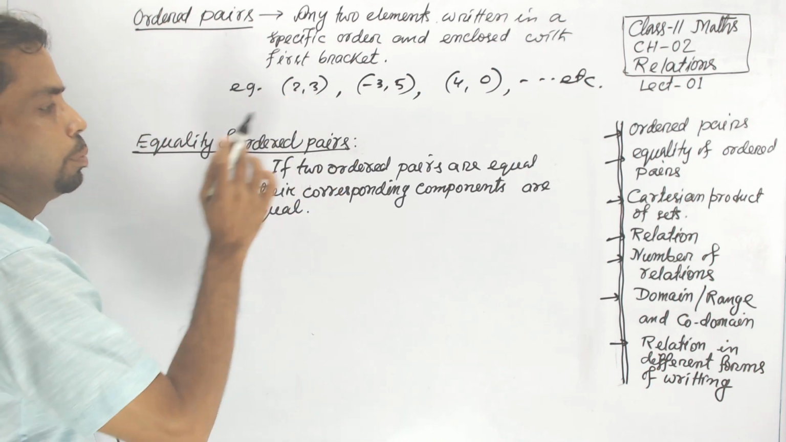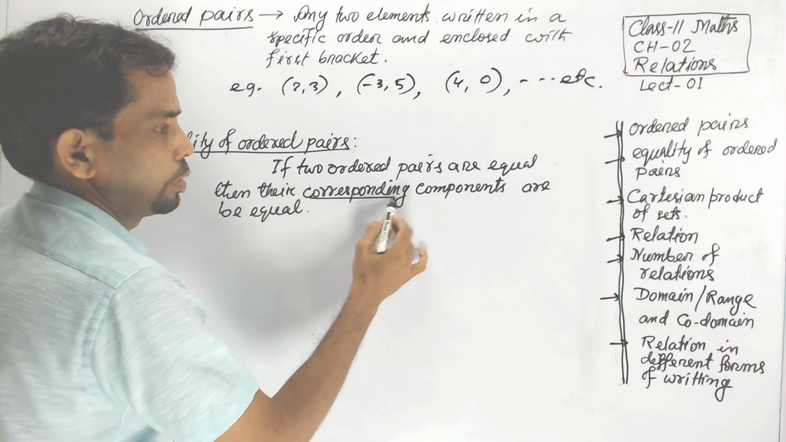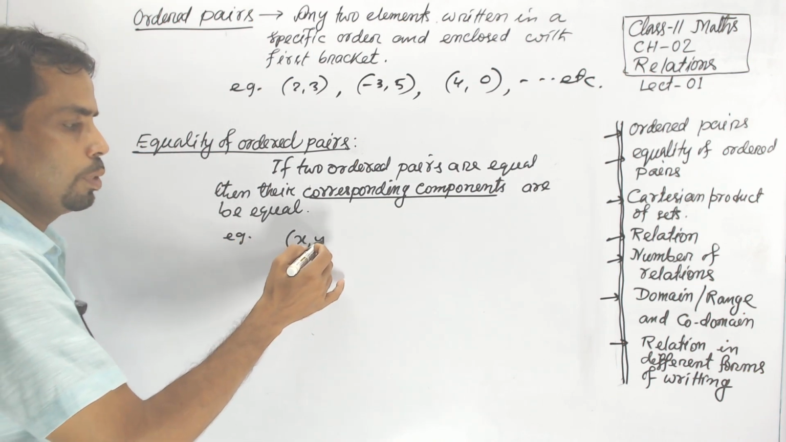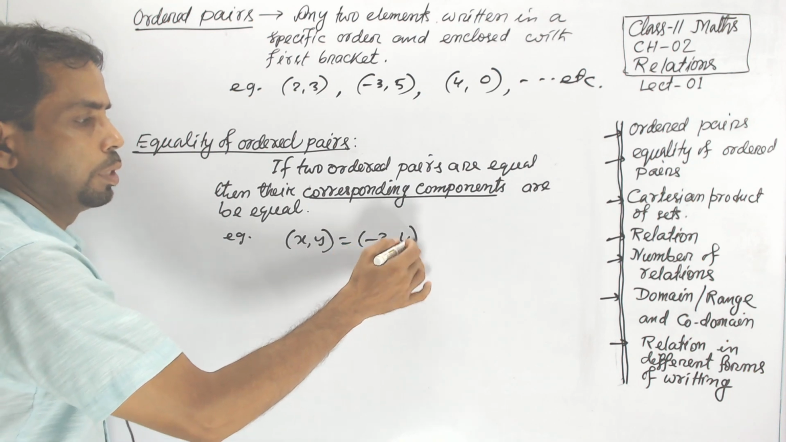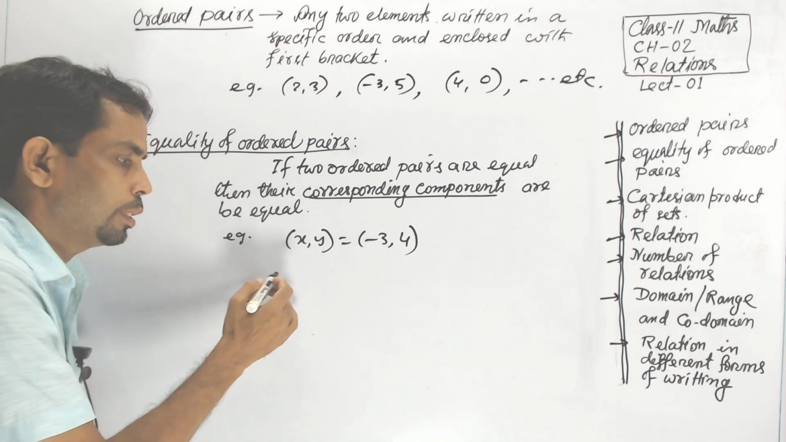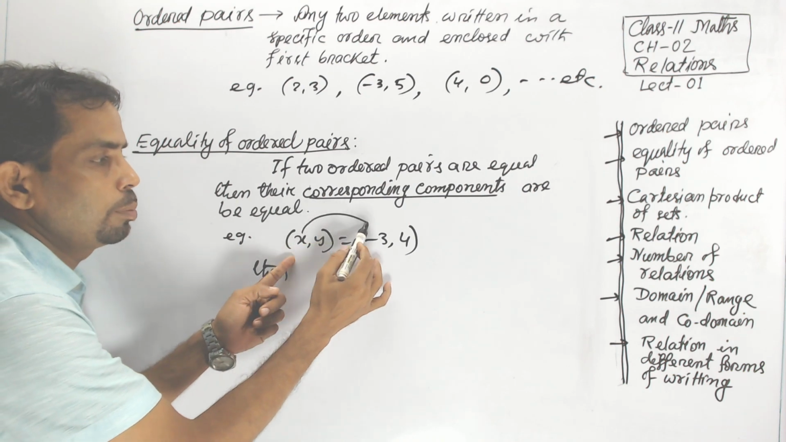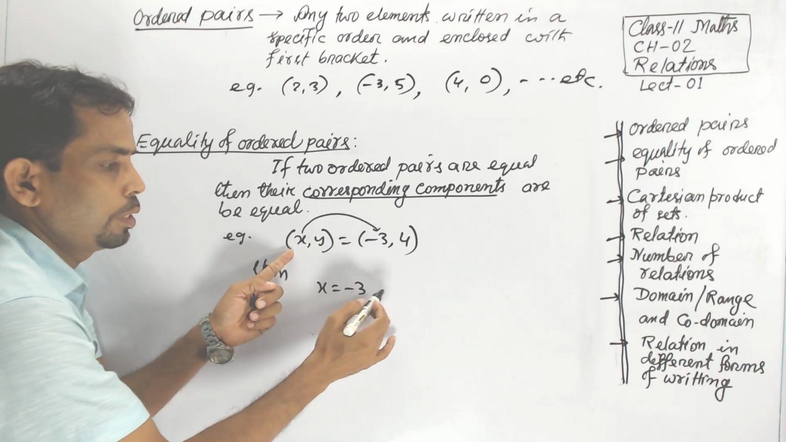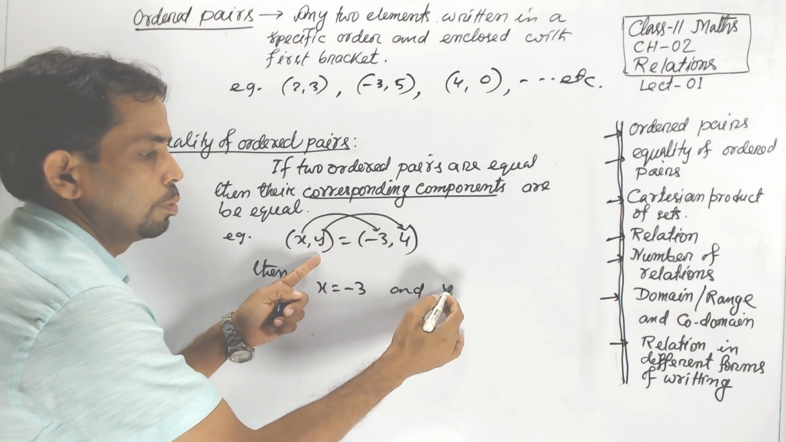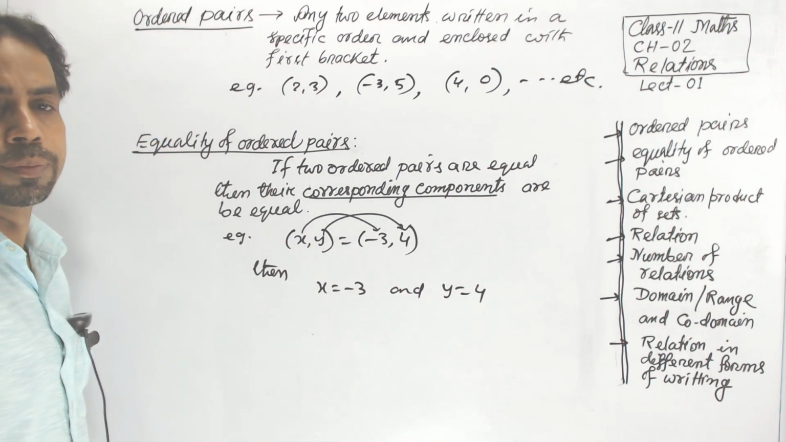Then equality of ordered pairs. If two ordered pairs are equal, then their corresponding components are equal. Explaining with an example, say one ordered pair (x, y) is equal to, say, (-3, 4). This is one ordered pair and this is another ordered pair, and if the two ordered pairs are equal, then their corresponding components are equal. That means the first component must be equal to the first component, that is x equals -3, and the second component must be equal to the second component, that means y equals 4. So this is about the equality of two ordered pairs.